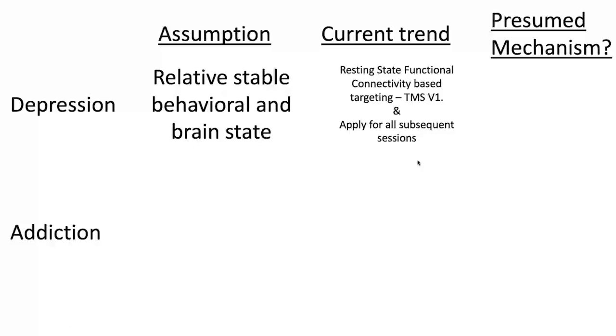What we see in the TMS world is that the current trend is to do targeting using resting state functional connectivity. The assumption there is that this is a picture of the brain in a fairly stable state. We can have a separate discussion on whether or not resting state is a stable thing, but that's the idea: somebody comes in, you take a picture of their brain in resting state, and then you use that to figure out where you want to position your TMS coil. You do it one time, and then you apply it for all sessions.